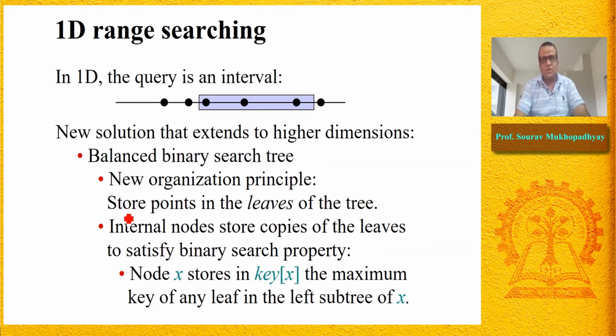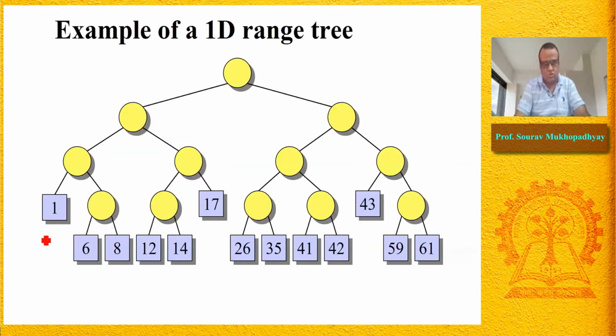So the idea is we store all the points. Usually we have given points, so let us take an example first. These are the given points. We store all the points in the leaves. If you remember the red black tree, these are nils basically. There the points are stored from the root to the leaf, but here it is the opposite way. We store all the points in the nils, and then we construct the tree. And this is also a balanced binary search tree.